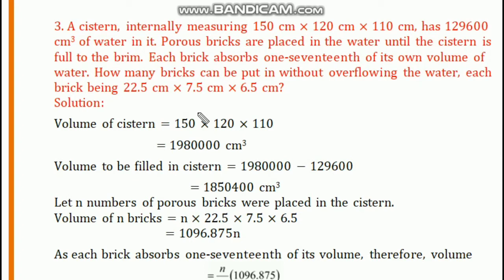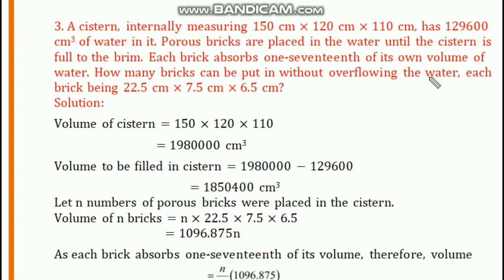For that, first we need the volume of the tank, that is the cistern. The volume of the tank is length into breadth into height, so the volume is 19 lakhs 18,000 centimeter cube. So first we found the total volume of the tank. Next we need to find the volume to be filled in the cistern.